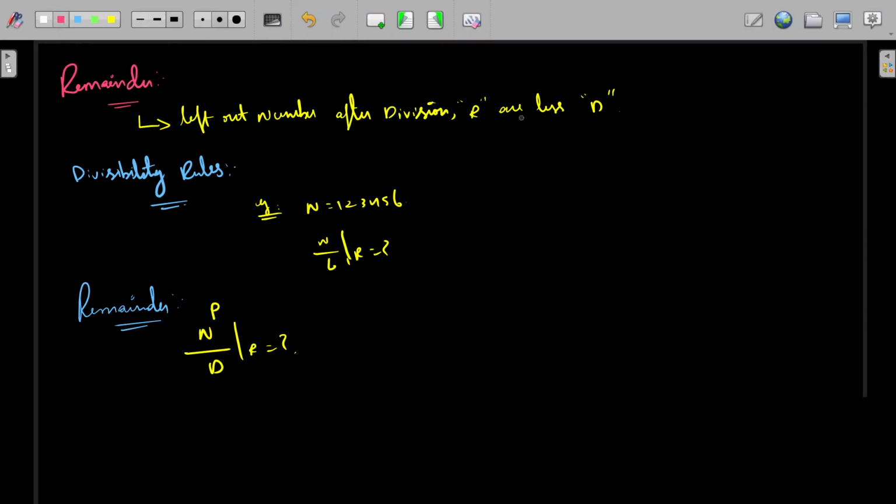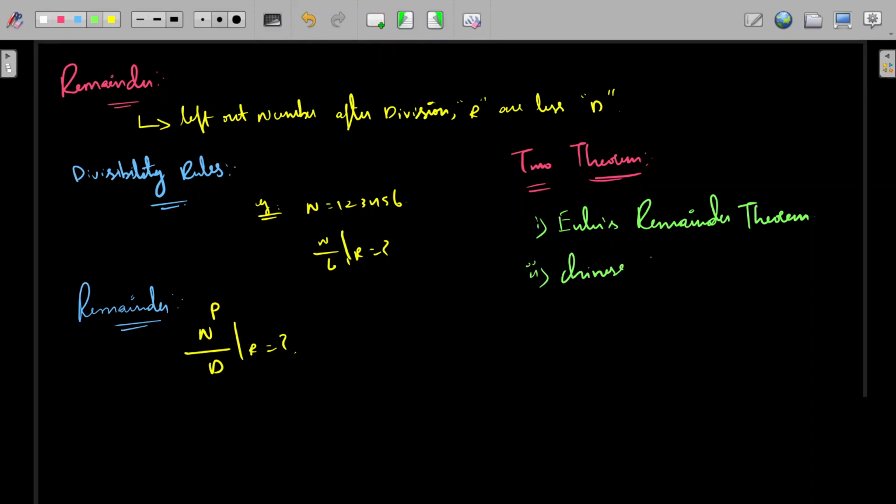Now to solve this question, we are going to use two types of theorems. When I say two theorems, don't bother about the theorems, because in aptitude it's all about using applications of the theorem. We are never going to study the theorem itself. We are just going to use the theorem's applications and results to find the answer. So what are the two important theorems we are going to discuss? One is Euler's remainder theorem, and second is Chinese remainder theorem. There is not much difference between them.